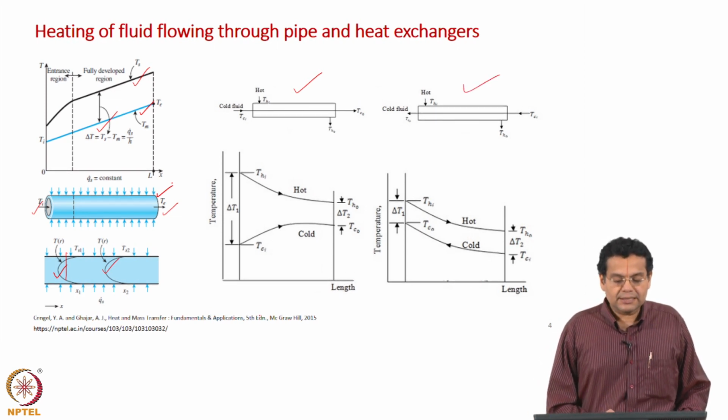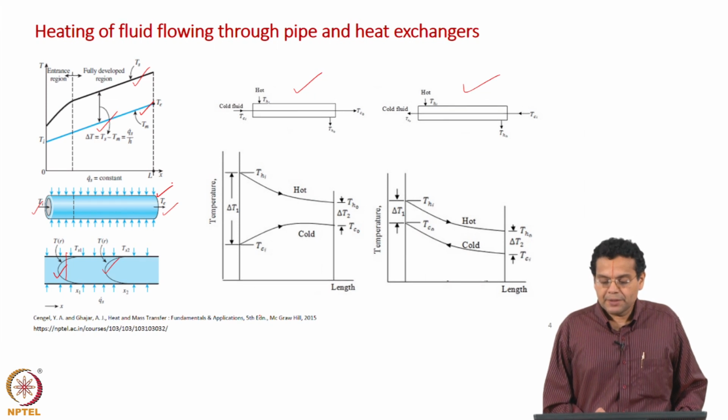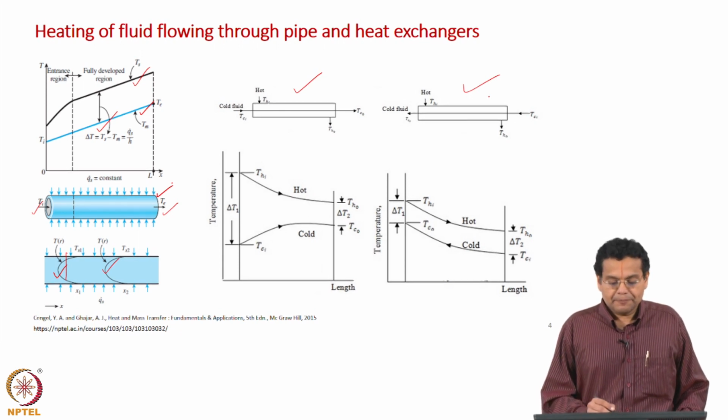In the co-current heat exchanger, both the cold fluid and the hot fluid enter at the left hand side and leave at the right hand side. In the counter current arrangement, they flow in opposite direction. Cold is flowing from right to left and hot is flowing from left to right. Now, we can solve the energy balance equation to find out the temperature profile in these heat exchangers.